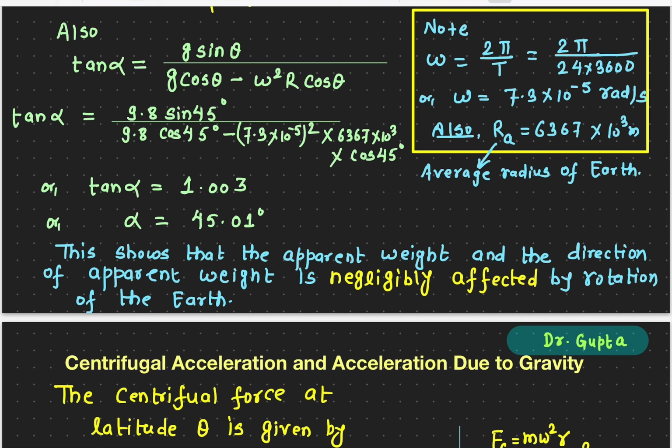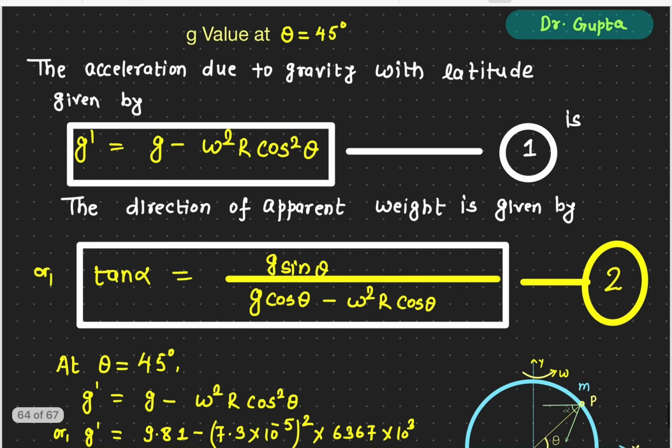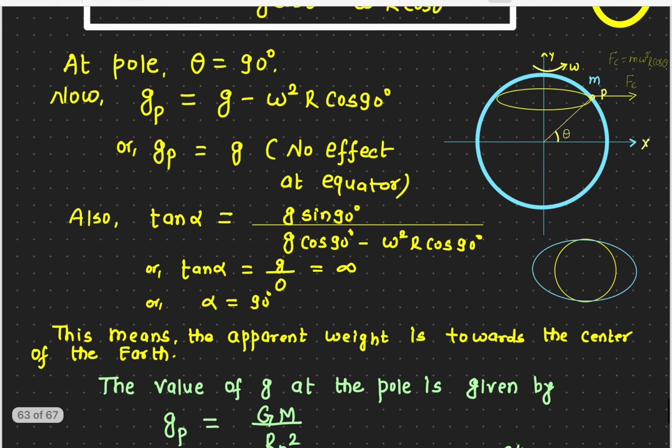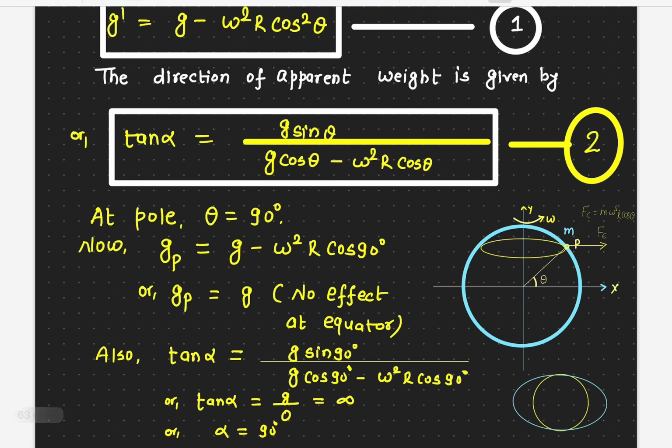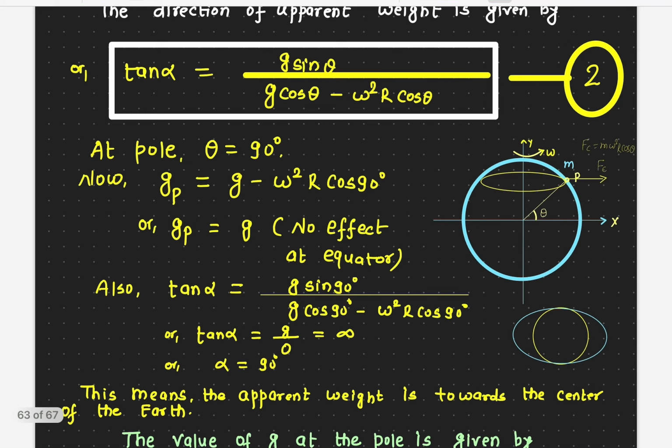All right, so this was it for this video. In summary, because of the spinning of the Earth, the acceleration due to gravity changes slightly, and there is only about a 0.02% change. There is no change in acceleration due to gravity at the pole, but there would be a change in acceleration due to gravity at the equator.